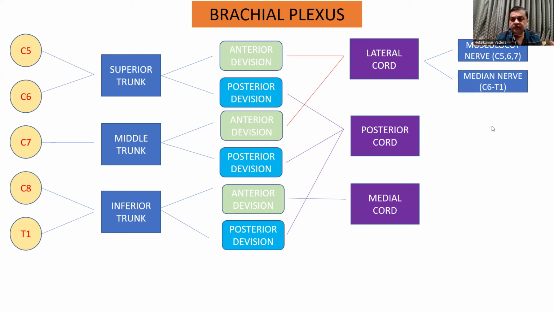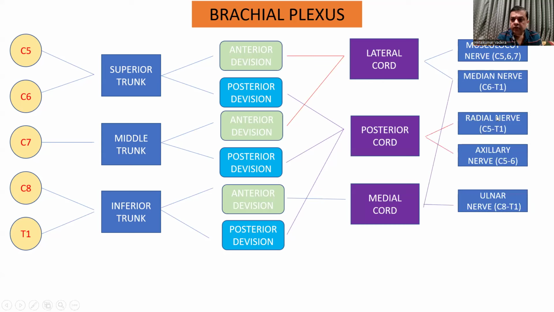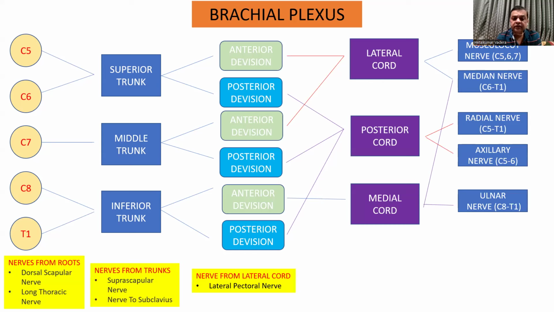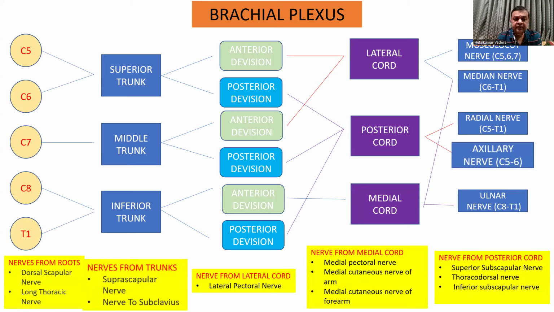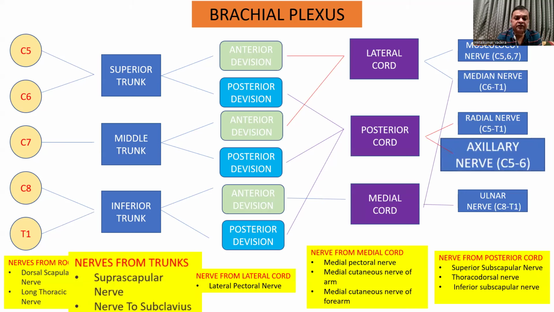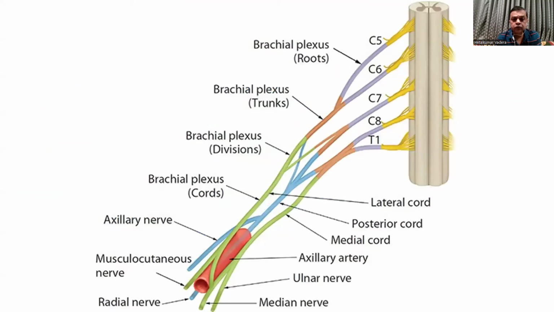If you look at the branches, it gives various terminal branches from the cords. So you can see the branches. There are nerves from the roots, like the dorsal scapular nerve and long thoracic nerve, nerves from the trunks, nerves from the lateral cord, nerves from the medial cord, and nerves from the posterior cord. But for shoulder surgery, we are mainly interested in branches from the trunk, that is the suprascapular nerve and nerve to subclavius, and the axillary nerve. All of these are arising from the superior trunk. So this is the main supply of the shoulder.